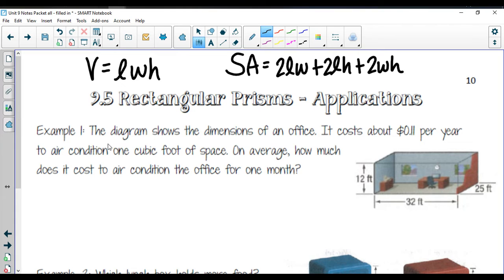In example number 1, the diagram shows the dimensions of an office. It costs about 11 cents per year to air condition 1 cubic foot of space. So that cubic foot is actually a little hint to us, and we're air conditioning, which means that we're filling the room with the cold air. So the cubic foot filling the room is telling us that we are definitely talking about volume here.